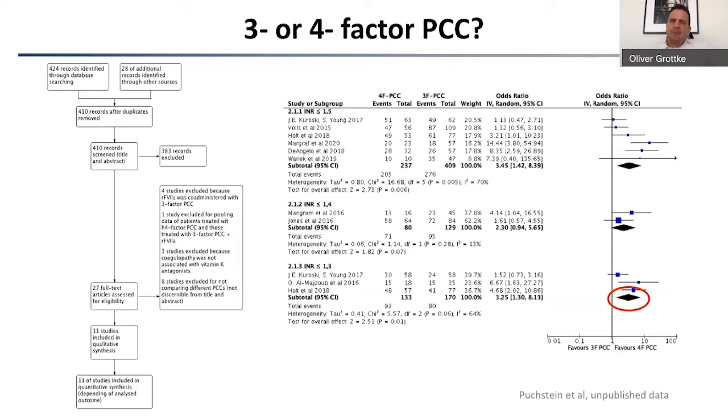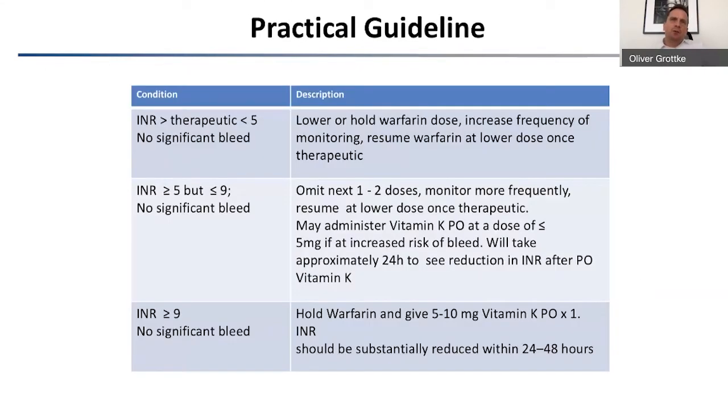in reducing the INR. Some practical guidelines: of course, if we have an elevated INR with no bleeding signs, we just wait. We do not give a 4-factor PCC, but we should just hold the warfarin dose and increase the frequency of monitoring or measuring. At very high levels, an INR above 5, 6, 7, you can also consider the application of vitamin K, but please do not give non-bleeding patients a 4-factor PCC for reversal.